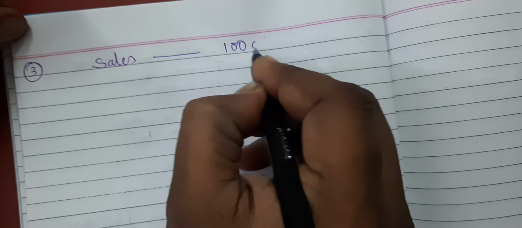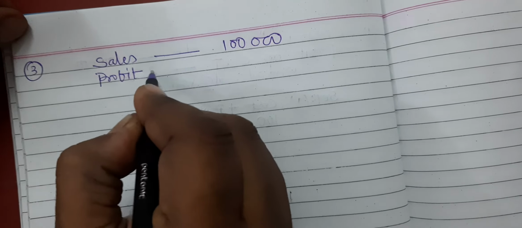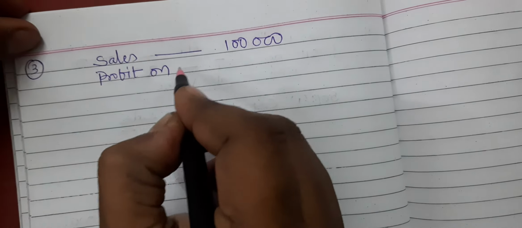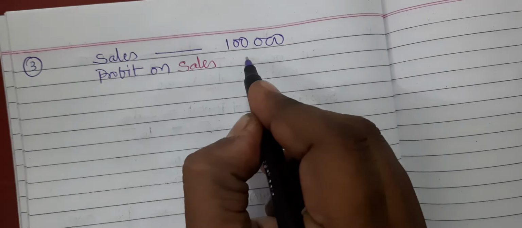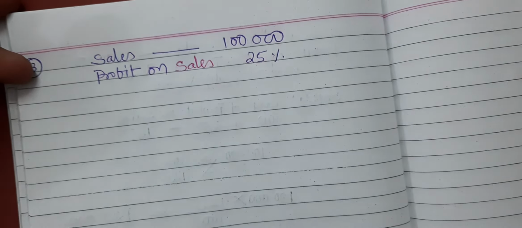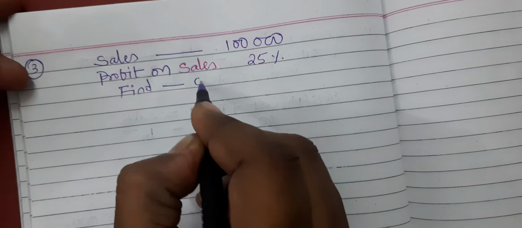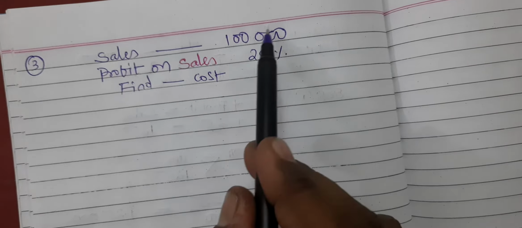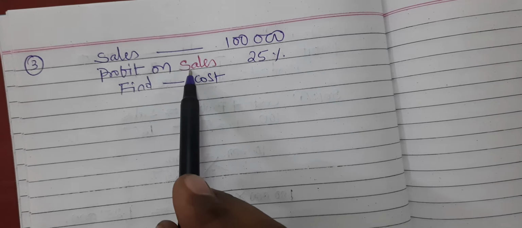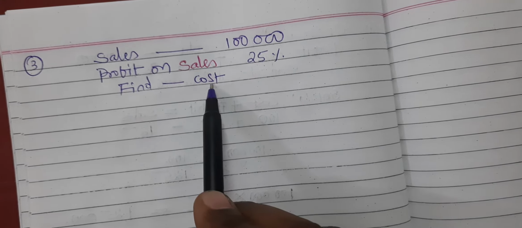Sales, rupees 1 lakh. Profit on sales 25%. Find cost. Okay now. So in this problem, sale is given, 1 lakh. Profit on sale is 25%. So sales is given now, and you have to find out cost.